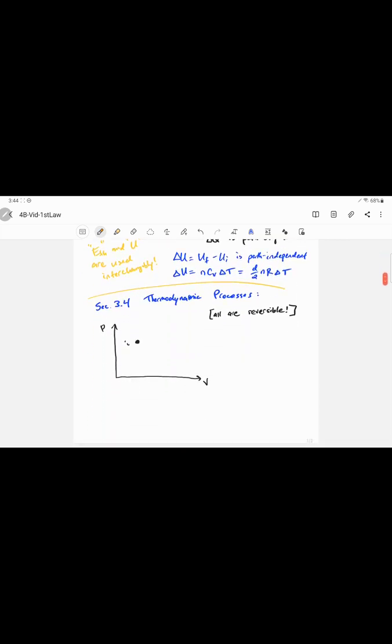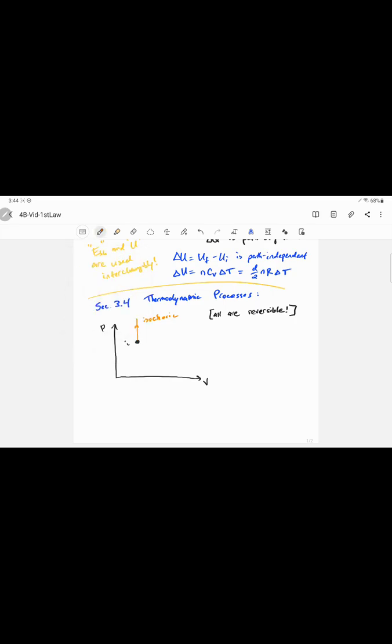Next is a section going over some common processes along with some definitions. I drew an initial point here in the PV plane. Now I can imagine changing this system in a variety of ways, and all of these are going to be reversible. Again, just because I'm drawing a path on a PV plane, that means they're reversible. We could heat up the gas at constant volume. This is called isochoric, or constant volume.